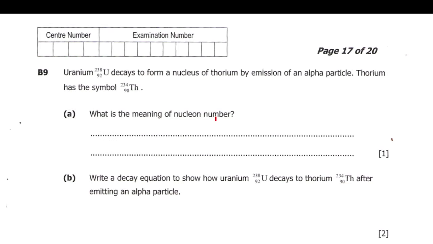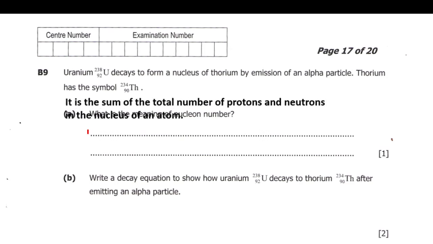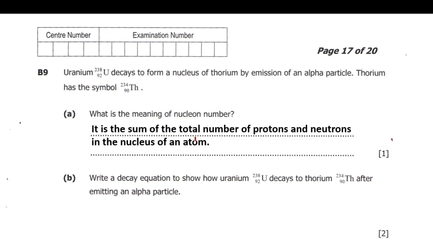What is the meaning of nucleon number? So nucleon number is what is also known as the mass number. So it is the sum of the total number of protons and the neutrons in the nucleus of an atom. So we'll say it is the sum of the total number of protons and neutrons in the nucleus of an atom.